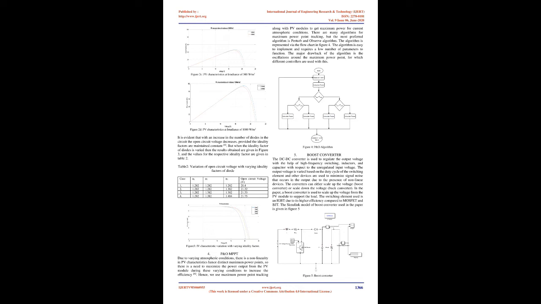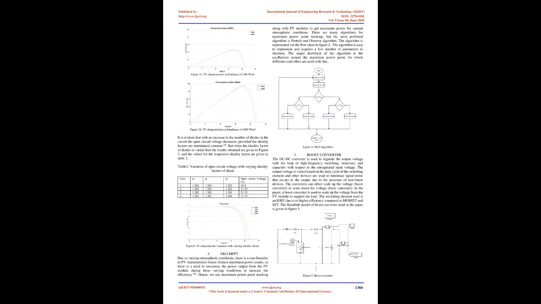The three-diode equivalent model is given in Figure 1c and its extracted parameters are taken from Article 4, given in Table 1. Figure 2b, I-V characteristics at irradiance of 1000 W/m². Figure 2d, PV characteristics at irradiance of 1000 W/m². It is evident that with an increase in the number of diodes in the circuit, the open circuit voltage decreases, provided the ideality factors are maintained constant.